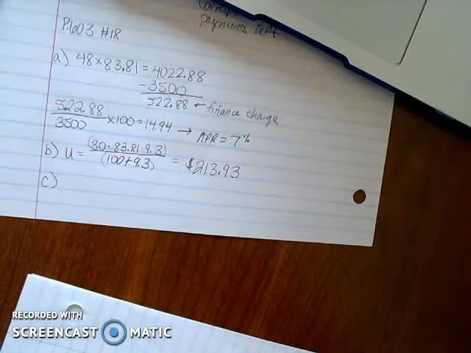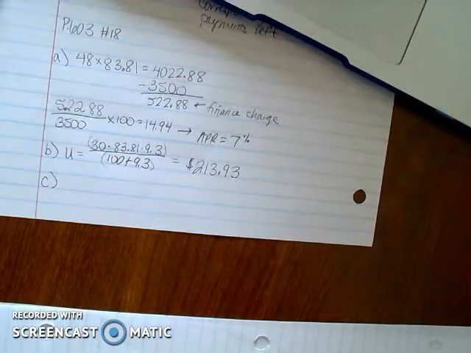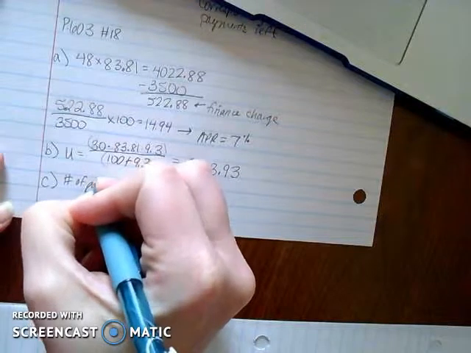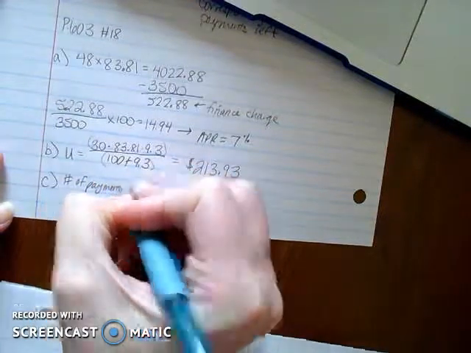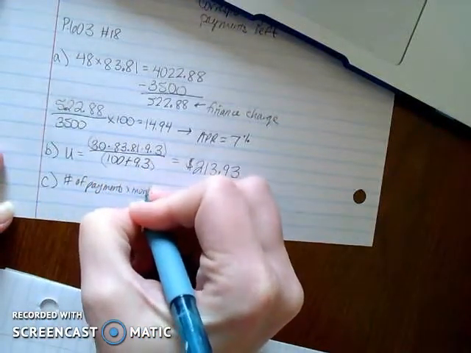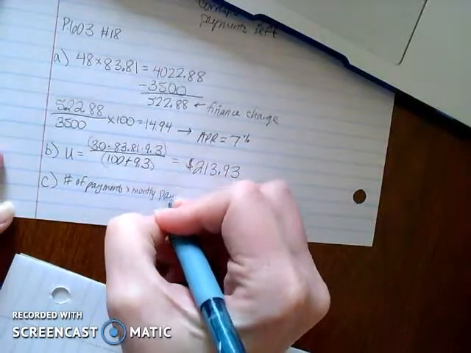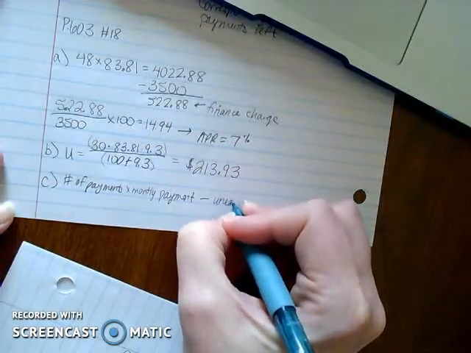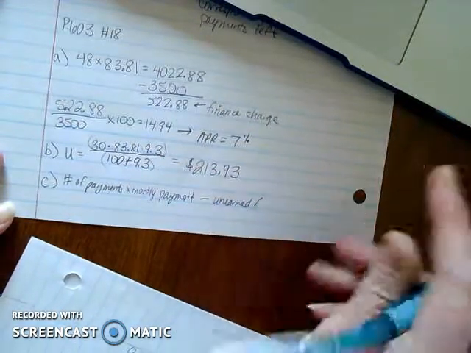Part C wants to know then, if you actually go to the bank and pay this off, how much do you actually have to pay? So here's where it gets a little bit weird. What you have to do is you have to do your number of payments left times your monthly payment, because you still have to make those monthly payments. You have to pay all of that. But then you subtract out your unearned interest. That's why you have to calculate that first.